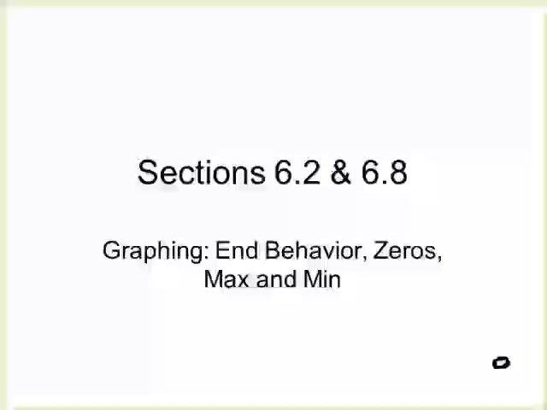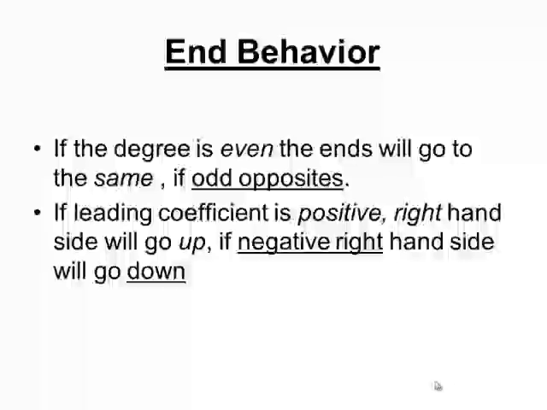Whenever we graph an equation, we always put those arrows to show it goes on forever. So the question with end behavior is, are the arrows pointing up or are the arrows pointing down? There are two rules that allow us to know what those arrows should be doing. The first rule says if the degree, which means highest power, is even, then the ends are going to do the same thing. Either both go up or both go down. If the degree or highest power is odd, then they're going to do opposite things. So one's going up and one's going down.